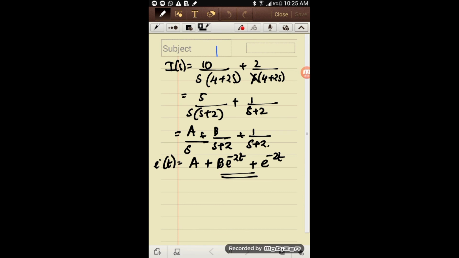Making the coefficient of S unity, we get 5 by S into S plus 2, plus 1 by S plus 2. The first term you have to make into partial fractions because the denominator is a product. So A by S plus B by S plus 2, plus 1 by S plus 2. Now it is easy to find the time domain current. I of t is equal to A by S, what is the inverse? A. B by S plus 2, what is the inverse? B e raised to minus 2t, plus 1 e raised to minus 2t. So this is the solution for the current of the circuit given when it was carrying an initial current of 1 ampere.